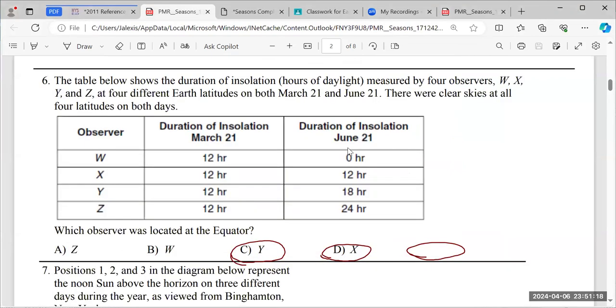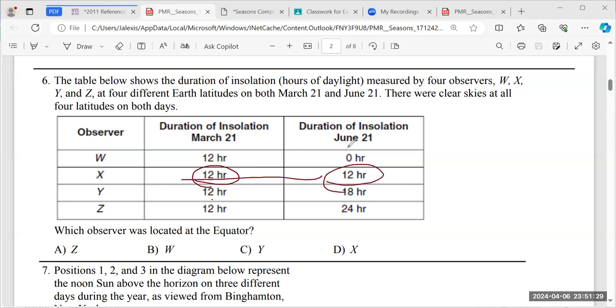That's important because when I'm looking at the chart, there's only one observer that is experiencing 12 hours of daylight on both days, and it is observer X, which is choice D. Once again, that's what's special about the equator. Every day of the year, you're generally getting on average about 12 hours of daylight.